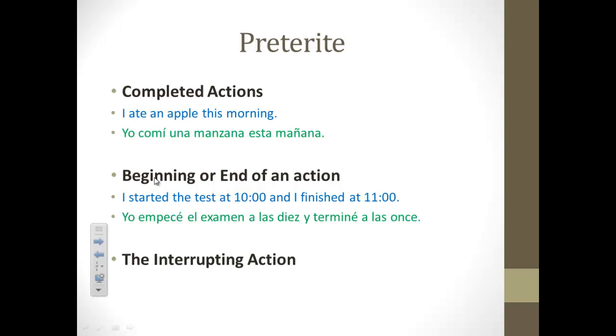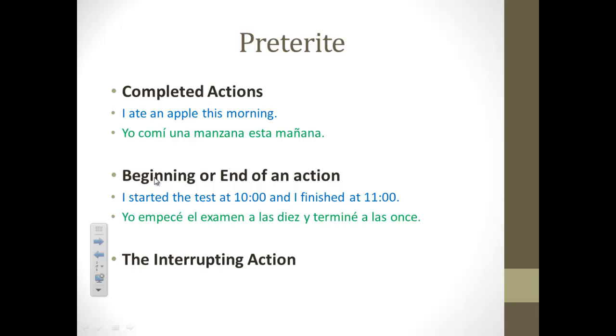Lastly, you're always going to use the preterite when you're talking about an interrupting action. Look at your note guide. On the left-hand side for the preterite, you see the interrupting action. And then on the right-hand side, for the imperfect, you see the action being interrupted. Okay, so those two go hand in hand. They're commonly used in sentences together.